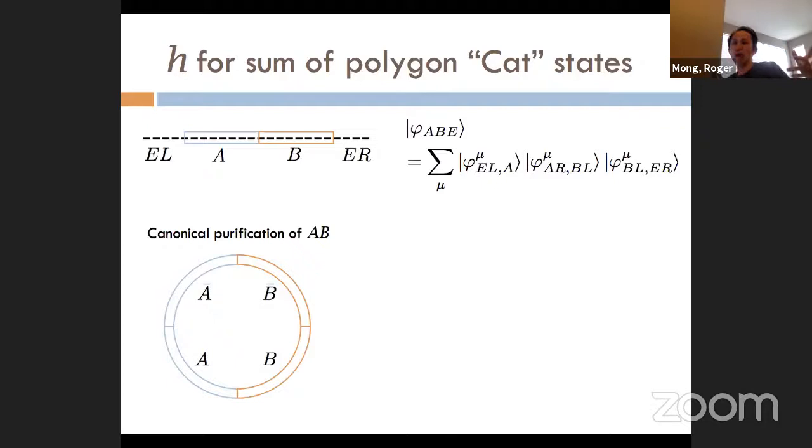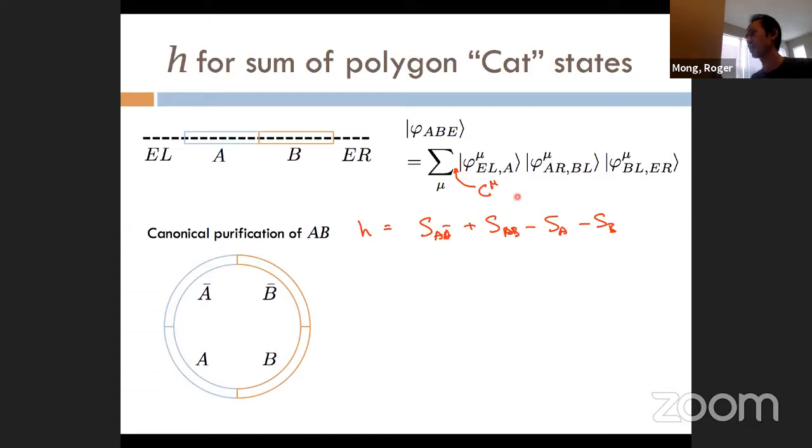And similarly, you can also calculate H for sums of polygon states. And basically what you find is it's zero again. And I'll work out why. So we've already said that for each polygon state, it's going to be zero because all the UV contributions cancel out. When you do a sum of polygon states, in this case, once again, H is equal to S of A bar plus S of AB minus S of A minus S of B. When you do a sum of polygon states, there should be a coefficient right here that depends on mu, such that the sum of C mu squared is equal to 1, so that all the free wave functions are normalized.